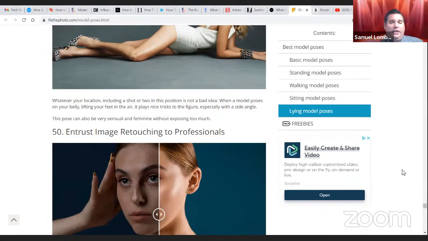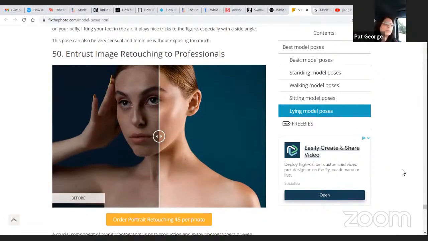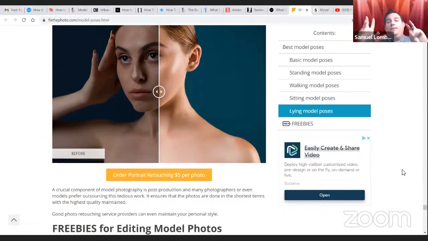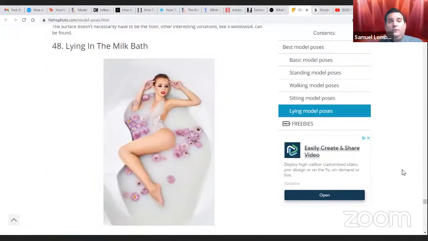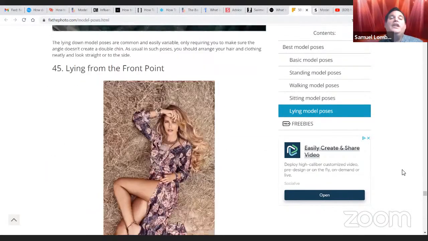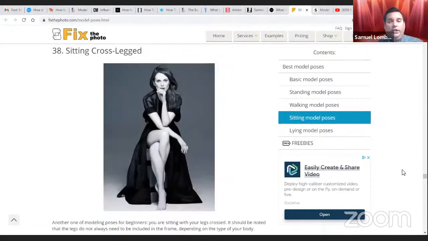And then you have the image retouching to professional pose. This is basically the before and after. All right. That is the 50 poses for female models that we will be going through during the training.